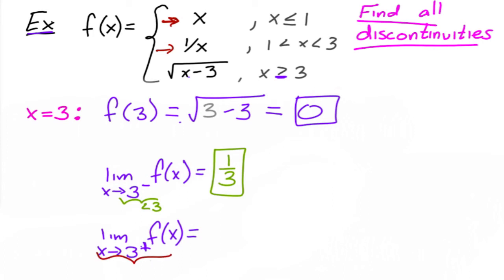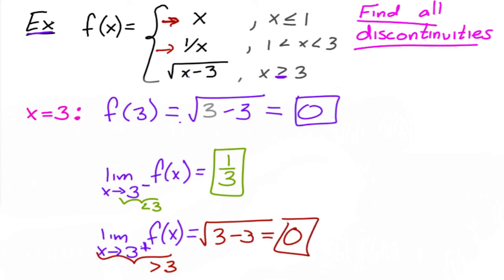For this last one, we want to look at values of x that are greater than 3, which means that I'm going to use this guy right here. So square root of 3 minus 3, which is 0. Okay, so notice that because these two are not equal to each other, the limits from both the left and the right, this is going to be a jump discontinuity. So it's continuous at 1, but discontinuous at 3, and the type is a jump discontinuity.